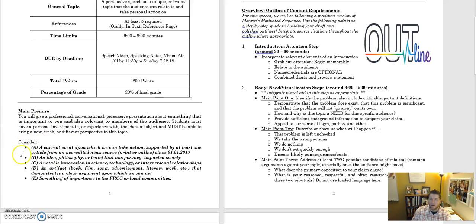So current events work really, really well for persuasive presentations, as well as ideas, philosophies, or beliefs that you believe have had a positive or negative impact on society. So I've had really great speeches on ideas and philosophies, notable innovations that have happened, an artifact that demonstrates a clear argument upon which we can act. Okay. There's too many examples there for me to even pull out. If you have a hard time, let me know, okay? Something of importance to FRCC or local communities, okay?